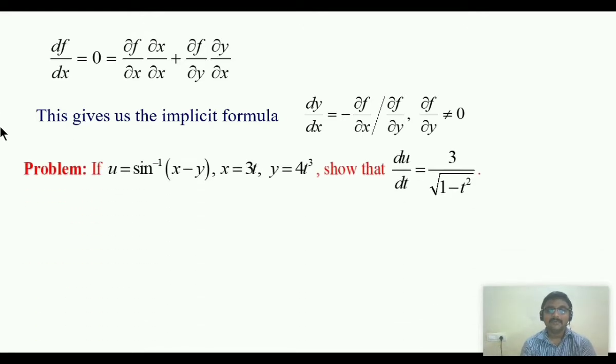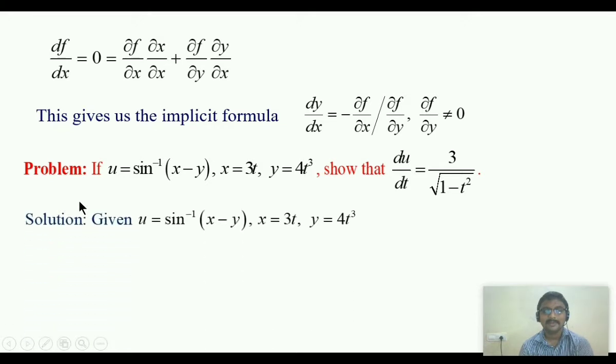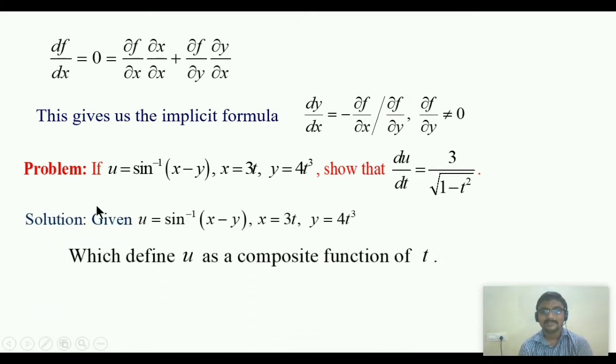Problem: if u is sine inverse of x minus y, where x is 3t and y is 4t cube, then show that du by dt is 3 by root of 1 minus t square. So u is in terms of x and y, but here x and y are in terms of t. Now we have to compute du by dt, which is obtained by using the total derivative formula. So u is a composite function of t because u involves x and y, but x and y are in terms of t. Ultimately, u is in terms of t.